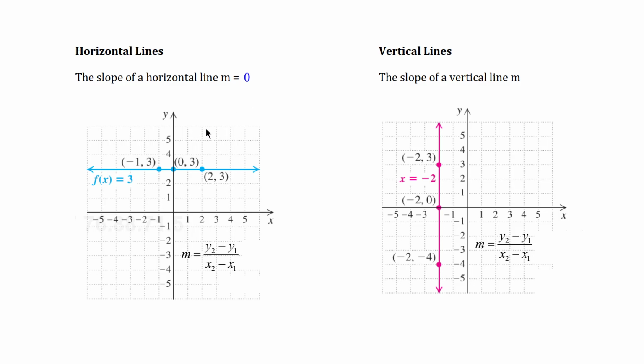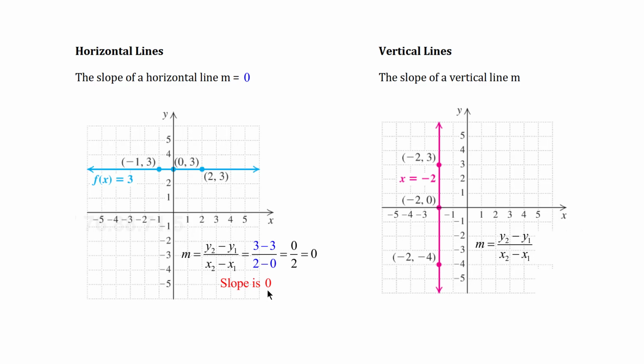So I'm going to use the 2 points 0, 3 and 2, 3. Plugging in the values into our slope formula, we have 3 minus 3 divided by 2 minus 0. This is equal to 0 over 2, which is equal to 0. So this gives us a slope of 0.